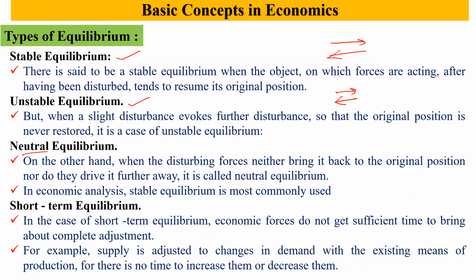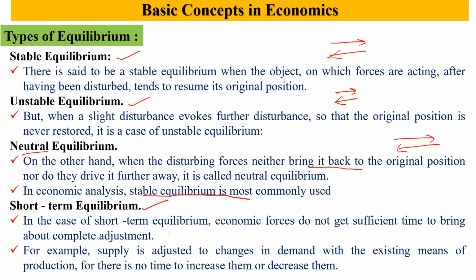Neutral equilibrium is when the disturbing force neither brings it back to the original position nor drives them further away. That is, when there are two forces, disturbance may not cause them to change their original position, nor cause anything far away. They will remain. Any disturbing force will not disturb them. So in economic analysis, stable equilibrium is commonly used.